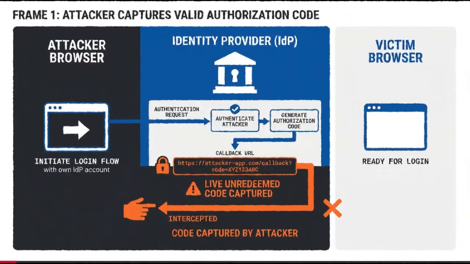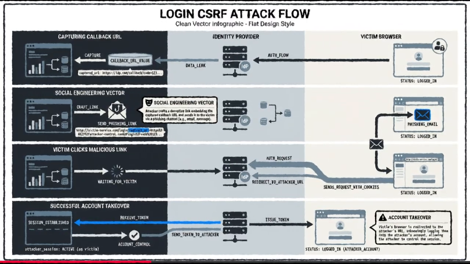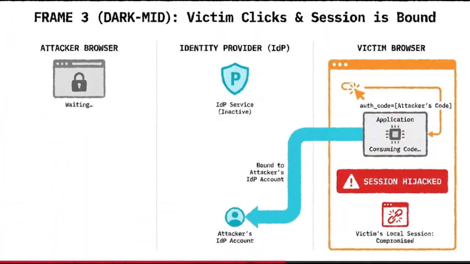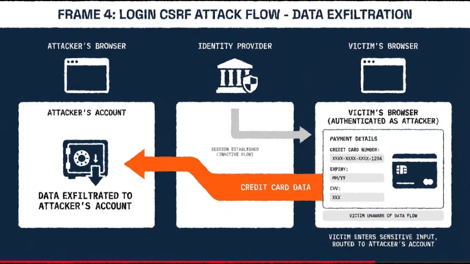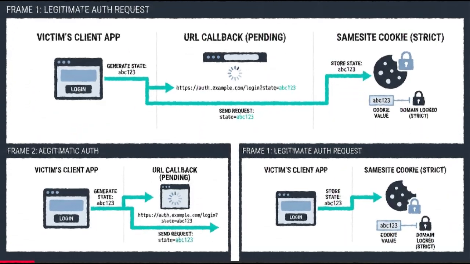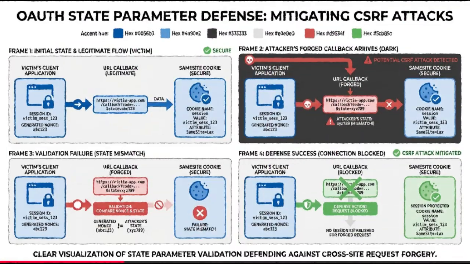Walk us through a login CSRF attack. In a login CSRF attack, an adversary starts an authorization sequence using their own identity provider account. They capture the callback link containing the valid authorization code before their browser consumes it. So they have a live, unredeemed link. Yes. They then trick a logged-in victim into clicking that specific link. The victim's application consumes the attacker's code, binding the victim's local session to the attacker's OAuth account. Oh, wow. So the victim is now logged into the attacker's account without realizing it. Exactly. If the victim enters a credit card or uploads sensitive files, they are saving them directly to the attacker's account. And the state parameter blocks this.